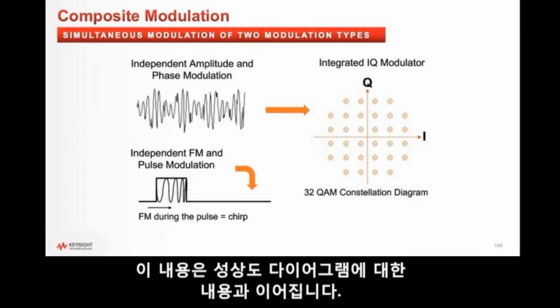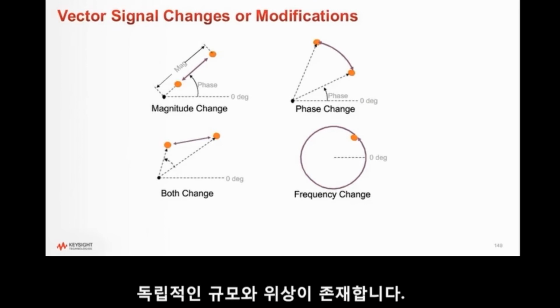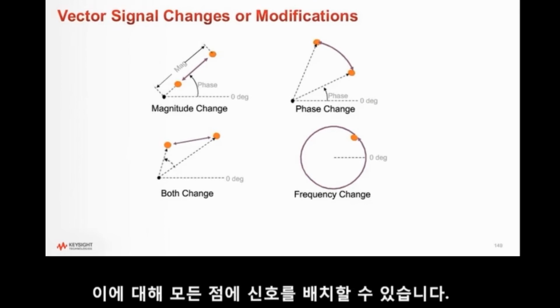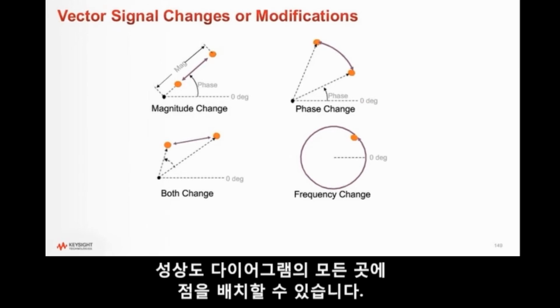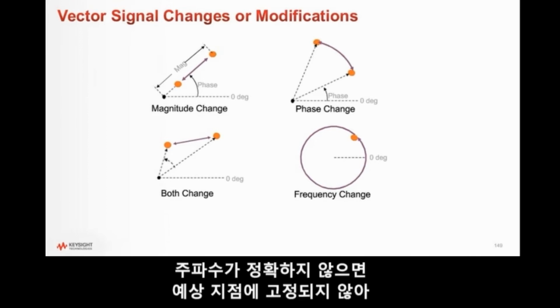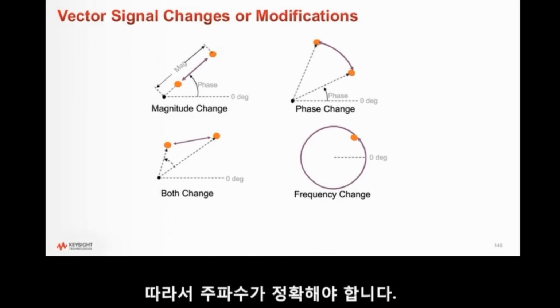So it goes back to what I was just saying with the constellation diagram. We've got an independent magnitude and phase, and we can place our signal at any point on that. If we have control over phase and magnitude, we can place our point at any place on that constellation diagram, right? Now this assumes that we have a constant frequency. If our frequency isn't correct, if it's not locked to what we expect, we're going to see that point just travel around in a circle. So that's one thing that you need to get right.